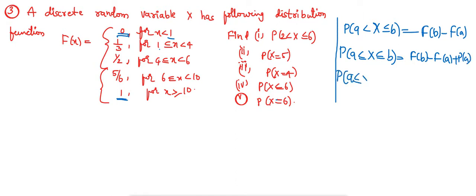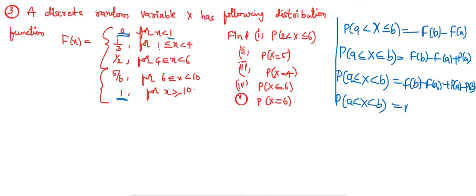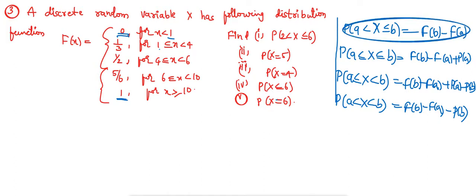The probability of a less than or equal to x less than b, in this case, is F of b minus F of a plus P of a minus P of b. Why? Because b is excluded, so we subtract the probability of the end value. So these are the relations. If we take the probability of a less than x less than b, in this case it is F of b minus F of a minus P of b. So it is excluding. We are taking the relation of these probabilities and their distribution functions.